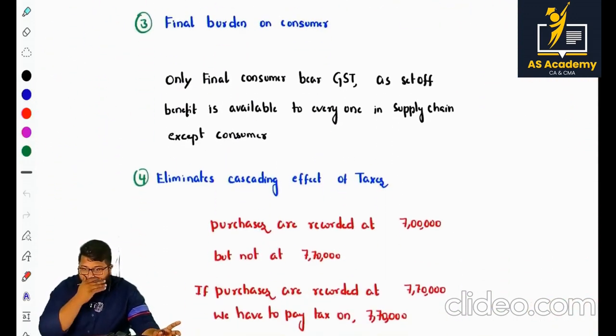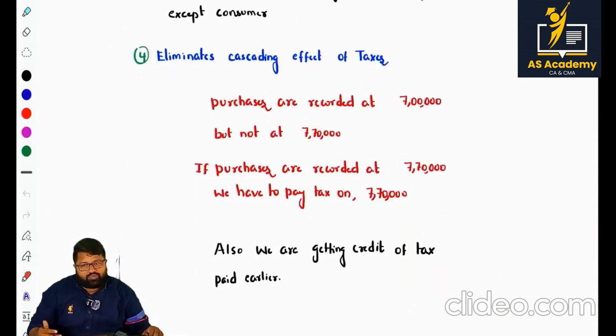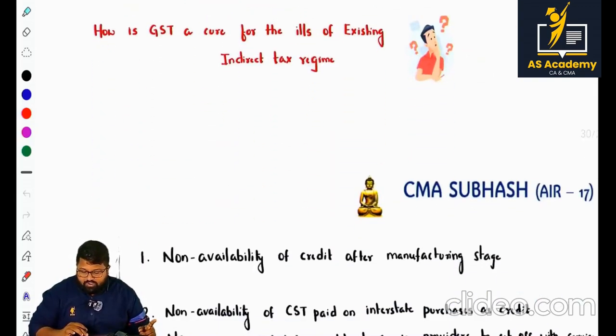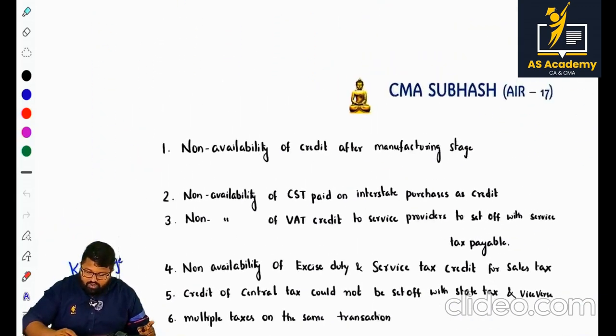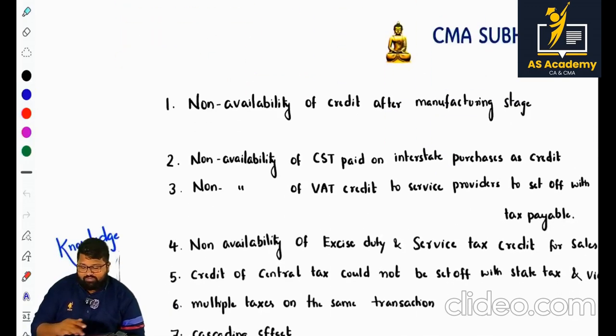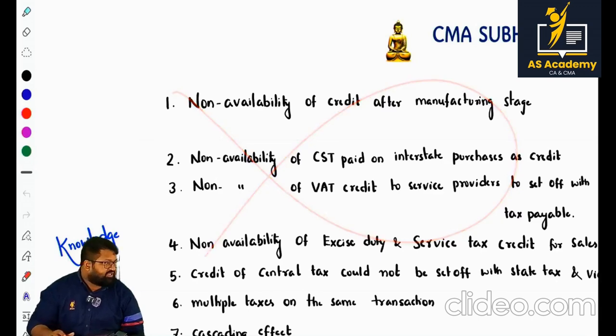What is the next one? Final burden is on whom? The consumer is suffering. And what is the fourth? Eliminates the cascading effect, which is nothing but tax on tax. I have shown this earlier. Now, how is GST a cure for all the ills of the existing indirect tax system? Because of these reasons, the people earlier suffered. But now, with the implementation of GST, these are all no more.